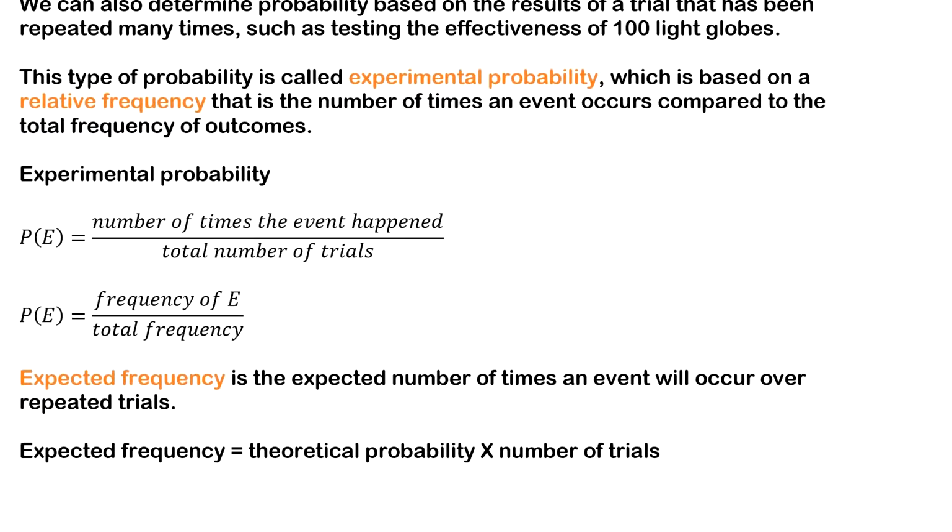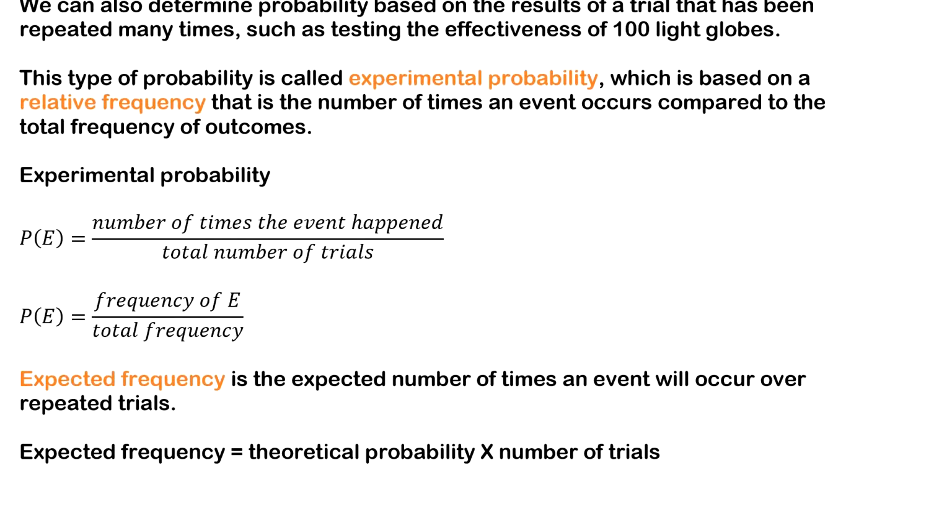On your screen you can see two formulas for experimental probability. It can be found by the number of times the event happened divided by the total number of trials. So again, expected frequency is the expected number of times an event will occur over repeated trials. This is found by multiplying the theoretical probability by the number of trials you are conducting.